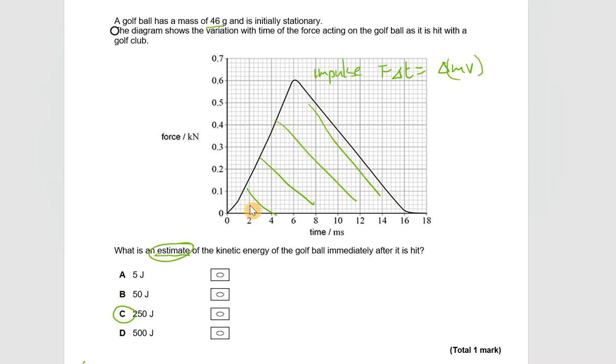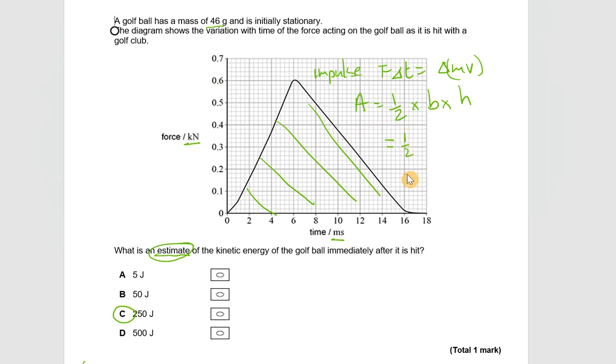Notice it says estimate, so I'm estimating that to be a nice simple triangle. So I know the area of a triangle is equal to a half times its base times its height. Now we're going to try and do this a little bit quickly, or you would in the exam be trying to do it quickly. You might notice we've got the force in kilonewtons, which is 10 to the 3, and the time in milliseconds, which is 10 to the minus 3. So that kilo and that milli will cancel out. So I could just use the values that are given here.